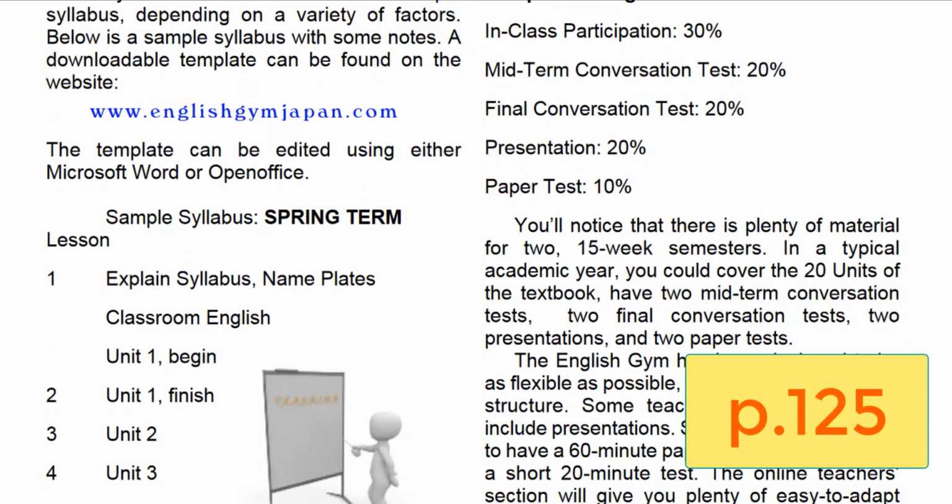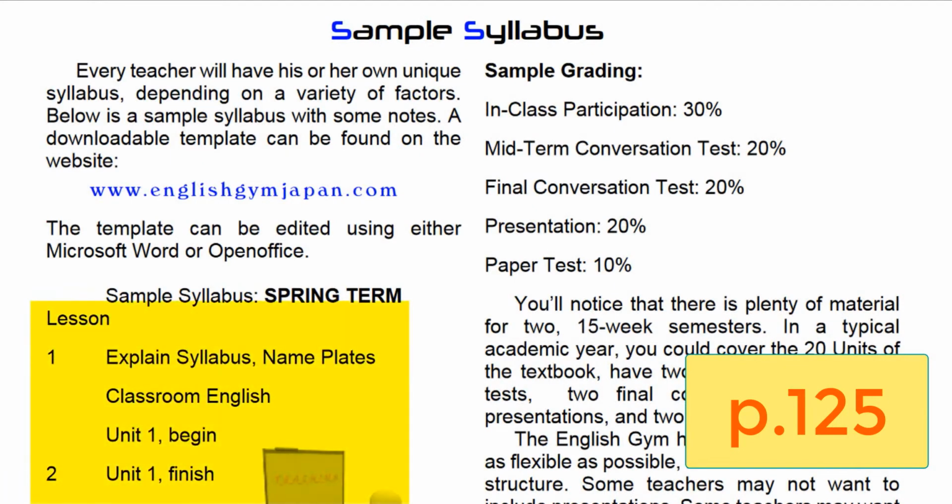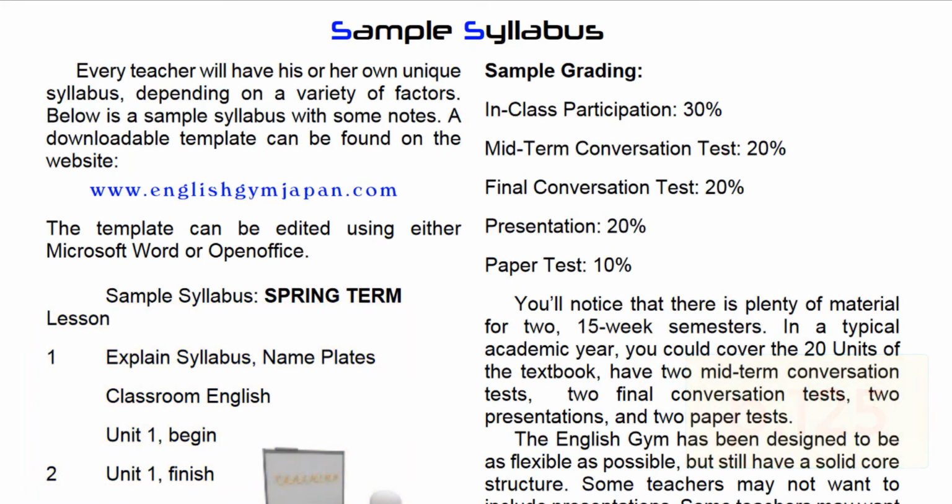The English Gym is designed with a standard Japanese academic calendar in mind. Unit 1 actually stretches over the first 2 weeks. This allows time for a detailed explanation of the curriculum and also gives students and teachers enough time to go over each section of the unit without having to rush.